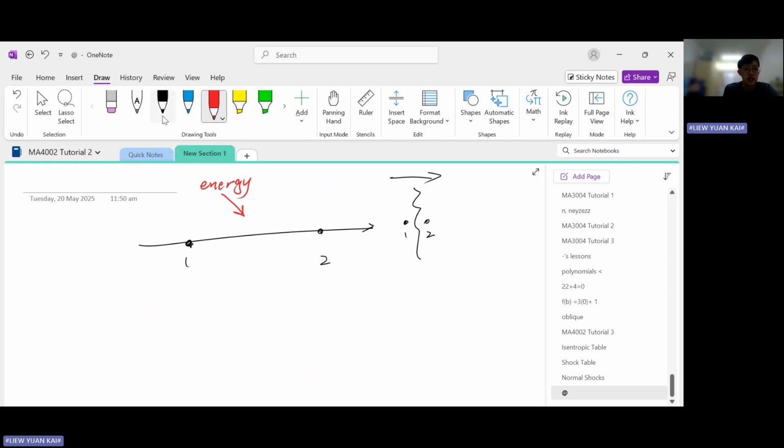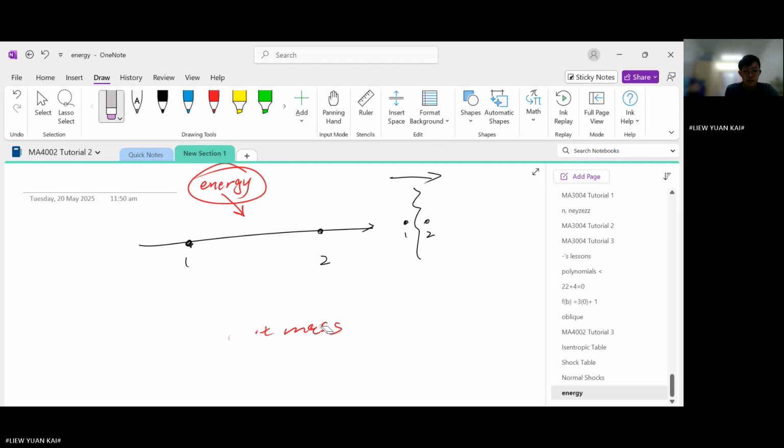To be more precise, we don't just say energy, we denote it as dq dm. This is the energy per unit mass. So for each unit of mass, for example, for each kilogram of fluid, we inject some energy into the flow. That's what it means by energy per unit mass.